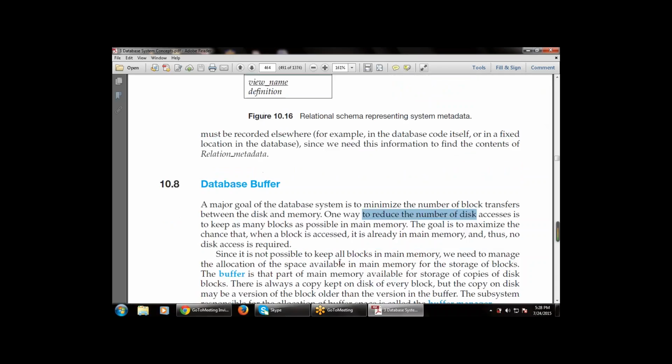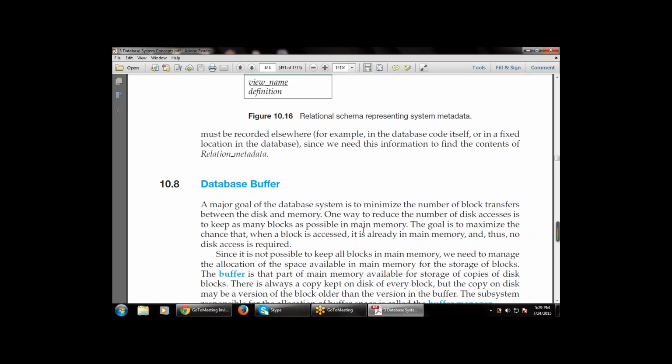One way to reduce the number of disk accesses is to keep as many blocks as possible in the main memory, so that the transfer rate between the blocks is also kept minimum. Minimizing the number of block transfers is very essential for transferring data between the disk and the memory. The goal is to maximize the chance that when a block is accessed, it is already in the main memory, and therefore no disk access is required.